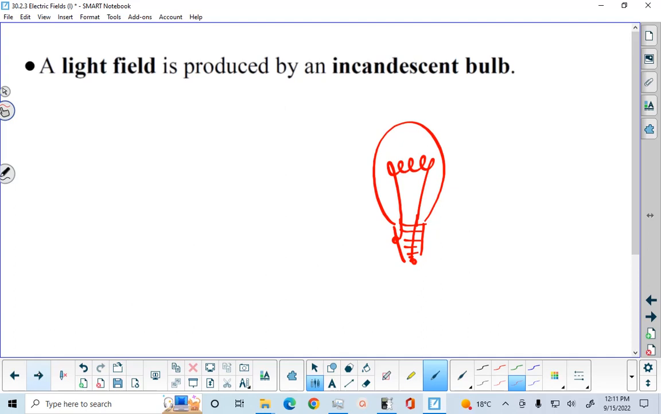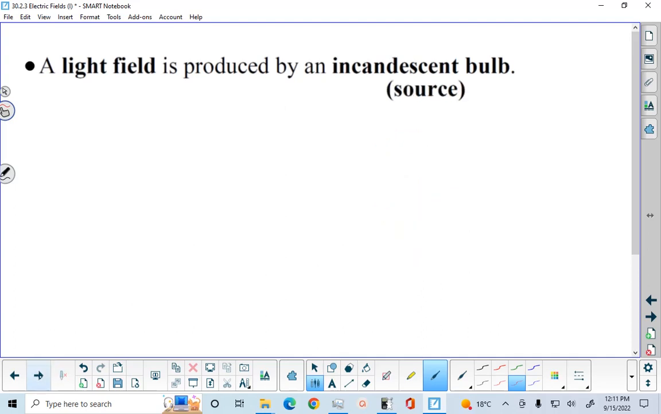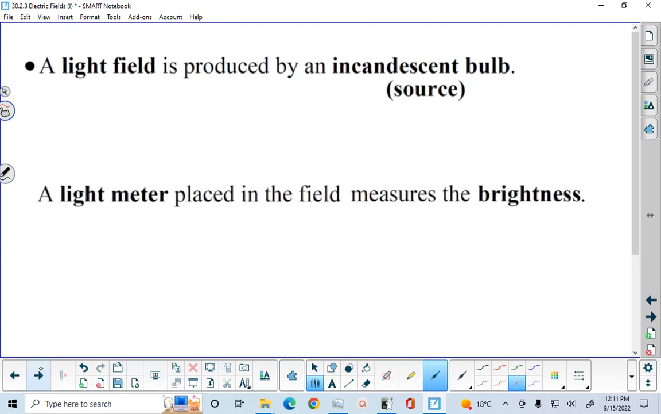I'm going into a little detail there because we will talk about these types of light sources a fair amount in Unit 3. Well, if I want a light field produced by an incandescent bulb, the bulb is the source of the field. If I want evidence of the field there, I have to put something in the field. And I'm saying we're going to put a light meter.